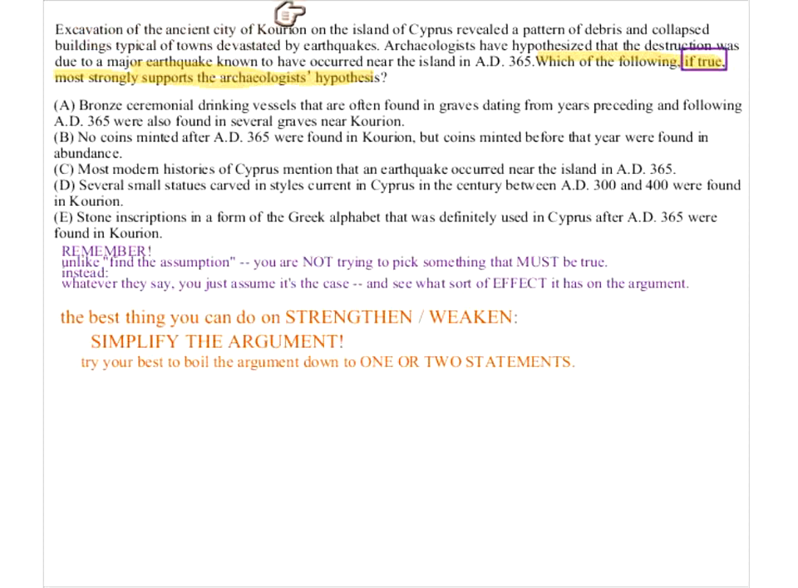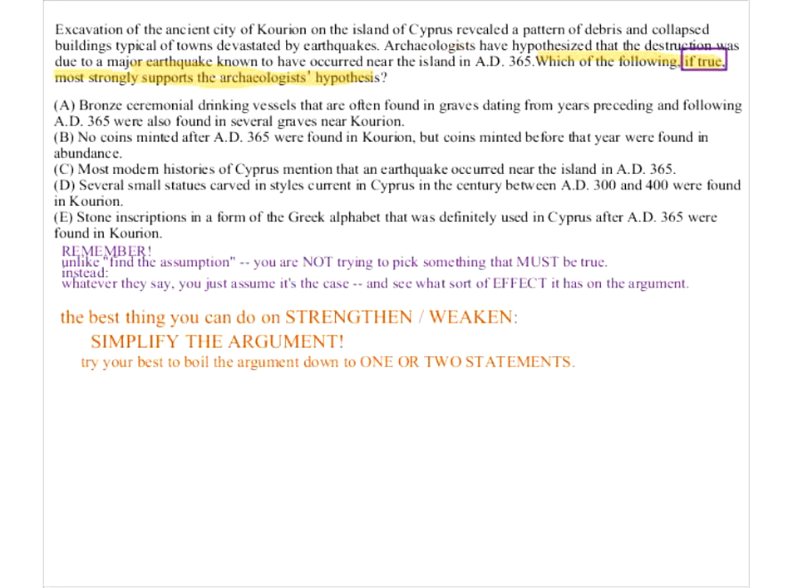Excavation of the ancient city of Kourion revealed a pattern of debris and collapsed buildings, typical of towns devastated by earthquakes. What does that basically mean? That basically just means, okay, we know that Kourion was destroyed by an earthquake. Archaeologists have hypothesized that the destruction was due to a major earthquake known to have occurred near the island in AD 365.